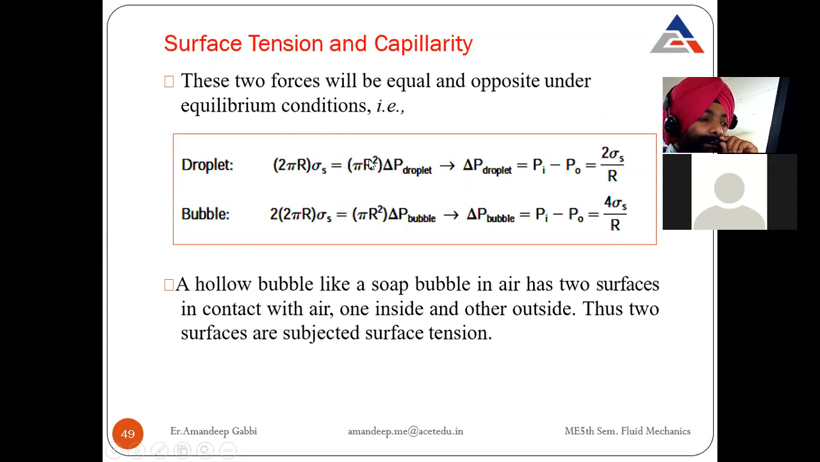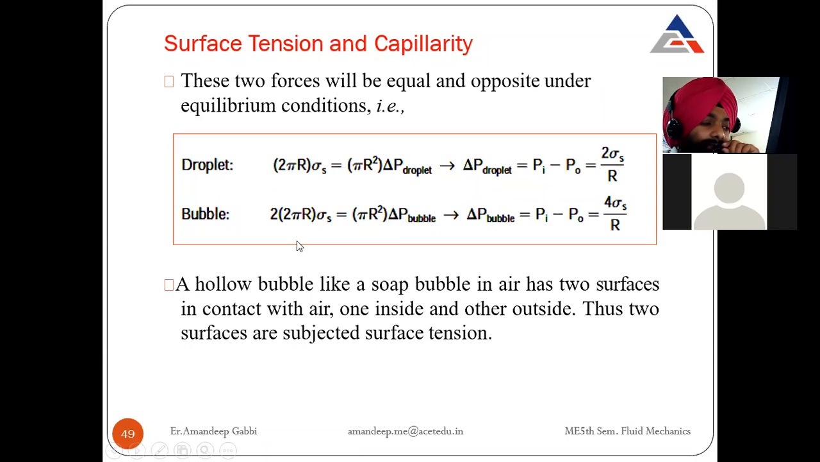Now if you bring pi r square below, delta P is P inside and P outside, the change in pressure. Inside pressure should be higher than the outside pressure. Pi minus P naught, where P naught is the outside pressure. Inside pressure minus outside pressure is equal to the change in pressure, which is equal to 2 sigma by r. Now, if you divide 2 pi r by pi r square, you will get this 2 sigma by r. This is the equation for a droplet.